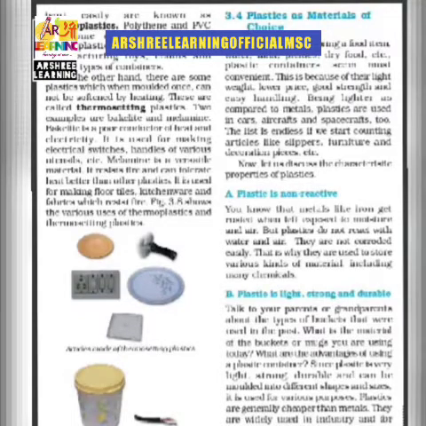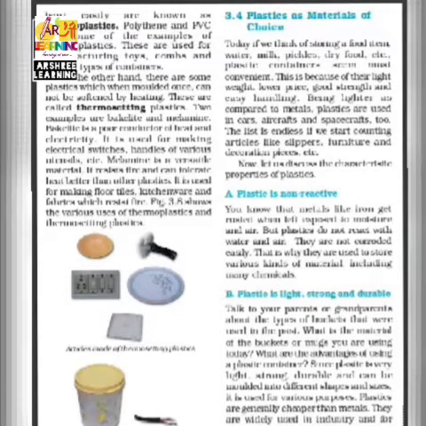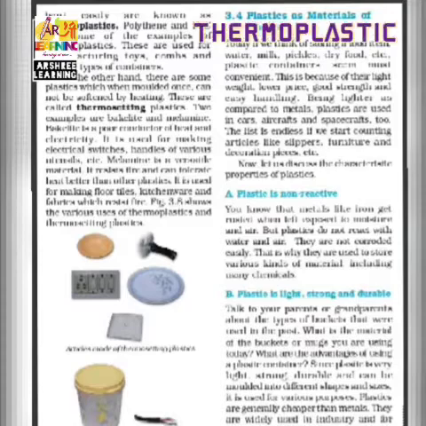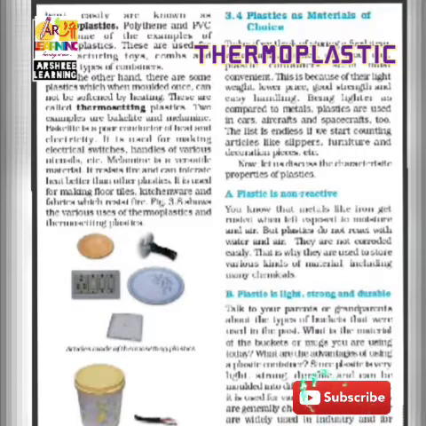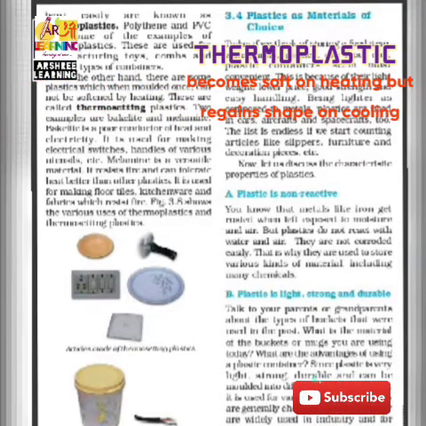Now comes the next important topic, detailed about plastics. There are two types of plastics. The first plastic is called thermoplastic. Thermo means heat, and the plastic which is affected by heat, or which changes shape on being heated, is called thermoplastic. Polythene and PVC are some examples of thermoplastics. These thermoplastics are used everywhere. They are used in the manufacturing of toys and other materials.